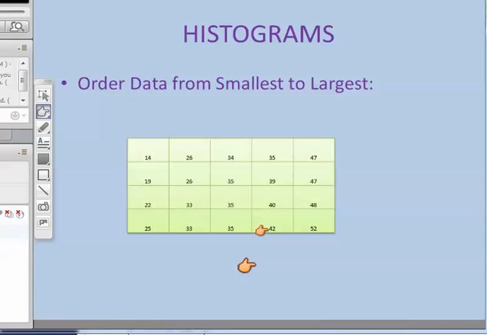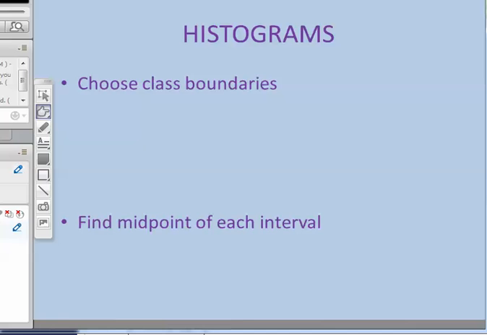38 divided by 6. Well, that's still not a whole number. That's 6.33. 38 divided by 7. Nope, not a whole number. 38 divided by 4? 9.5. Well, that looks like it might be what we're going to wind up with. If I divide it by 4, I'll just wind up with 5 in each one of them. I don't know. Let's see what they came up with as their class boundaries.